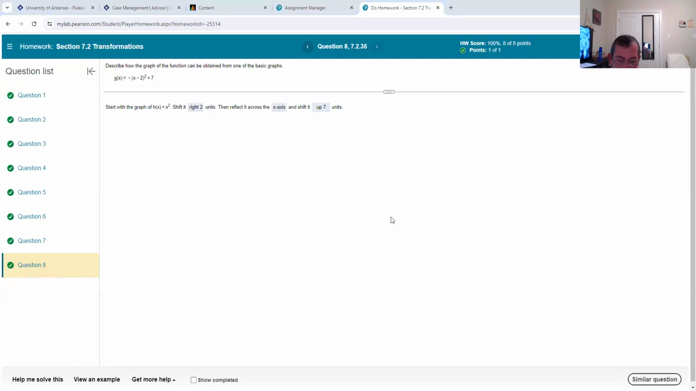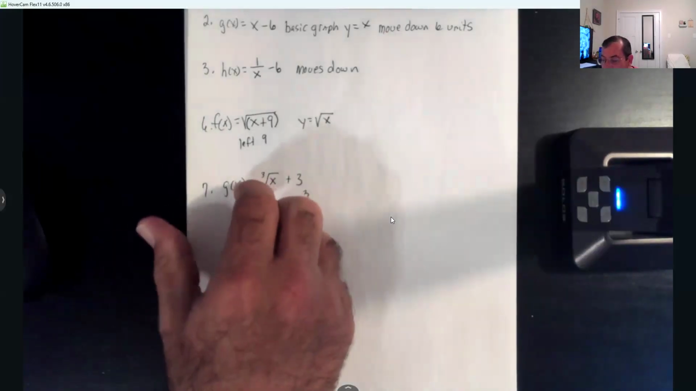So 7-2, basically, you're starting with those basic graphs. And then you're using those transformations to move them up and down and left and right, okay?